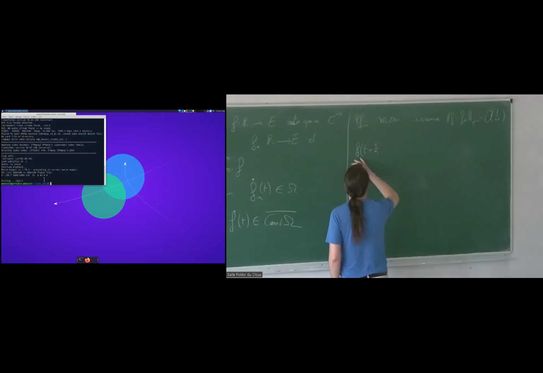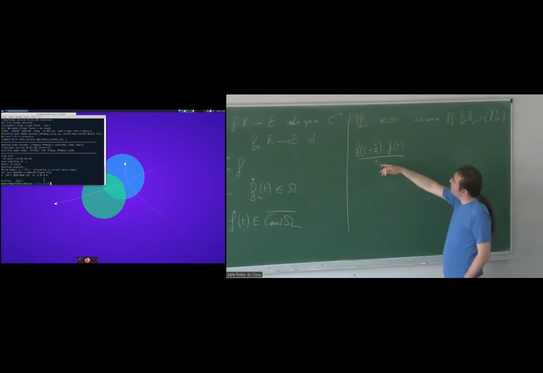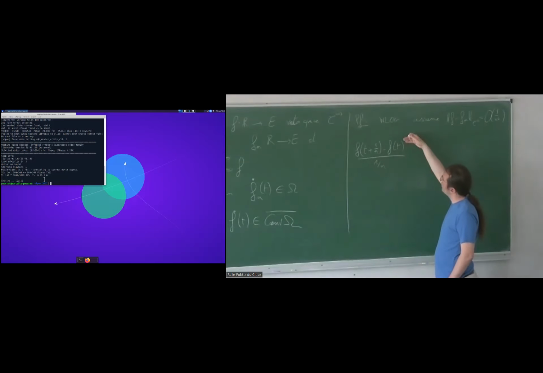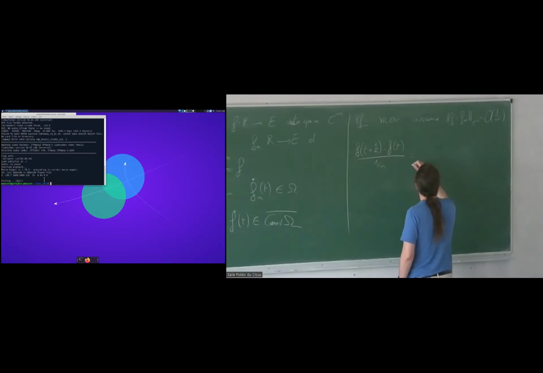I want to compute f dot of t. I'm considering, for any positive n, f of t plus 1 over n minus f of t divided by 1 over n. So this will tend to f dot of t when n goes to infinity. And I can just insert my fn function everywhere.